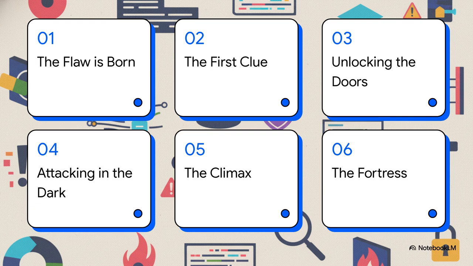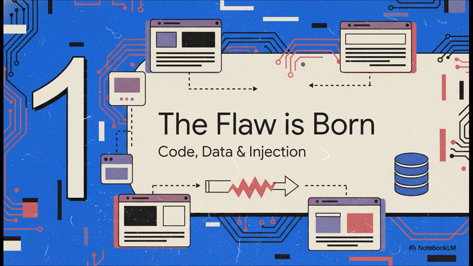We'll start at the very beginning with how the flaw is even born. Then we'll follow an attacker's trail as they find their first clue, unlock the doors to the system, and even attack in the dark. We'll see the climax of the attack, total system compromise, and, most importantly, we'll finish up by learning how to build the fortress, the right defense to stop this from ever happening. All right, let's get right into it.